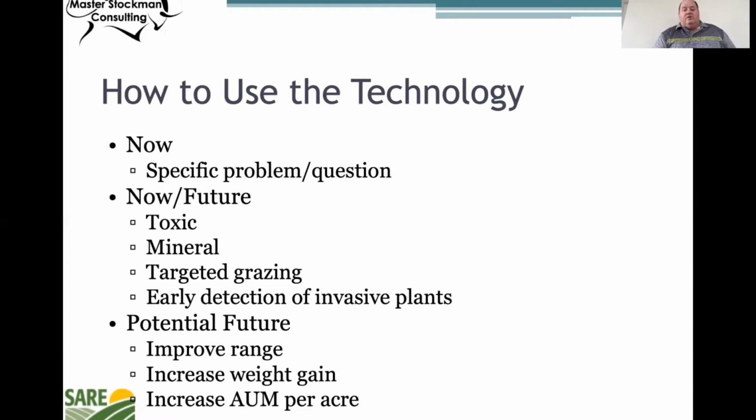So I think when we start looking at the future and things we could start planning with this technology, there's lots of ranches, especially in my part of the country, where toxic plants are an issue. And they're not an issue every year, but certain years they are an issue. So you could actually go out and know how much and what toxic plant the animal was eating in any given year at any given time.